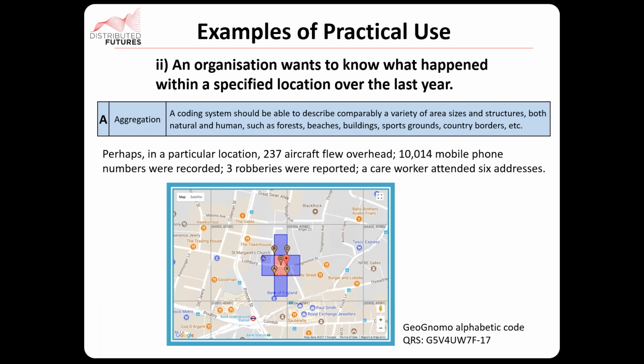So let's look at the possible uses using the MAPS acronym I mentioned earlier on. So firstly, M, memorability. A geocode should be compact and memorable, and could be the exact destination for a parcel delivery, for example. On the left-hand side there, you can see a small area of the City of London. You can see the GeoGnomo code that would be applied to that. On the right-hand side, you can see a zoomed-in version, and that's simply reflected in terms of the code by an expansion of that same code.